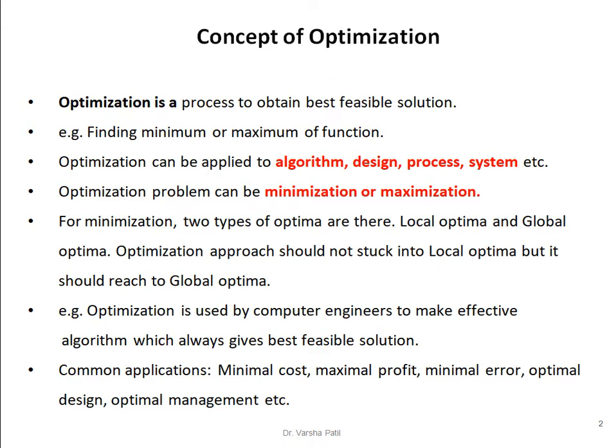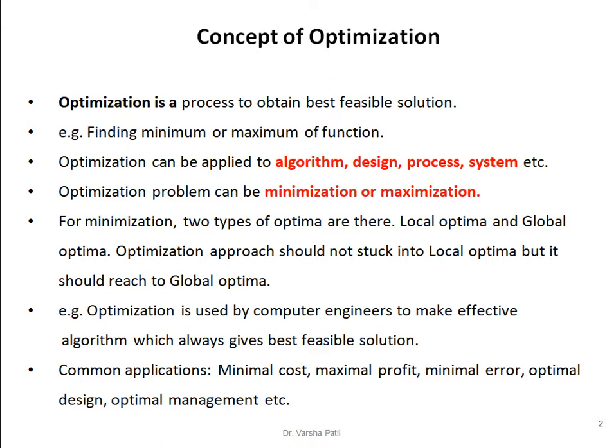Optimization can be applied to algorithm design, process systems, etc. An optimization problem can be minimization or maximization. For minimization, two types of optimal values are there, local and global. An optimization approach should not get stuck in local optima, but should reach the global optima. But optimization approaches never give a guarantee that they reach the global optima, meaning all types of optimization approaches.